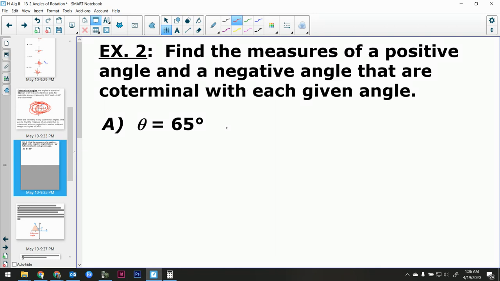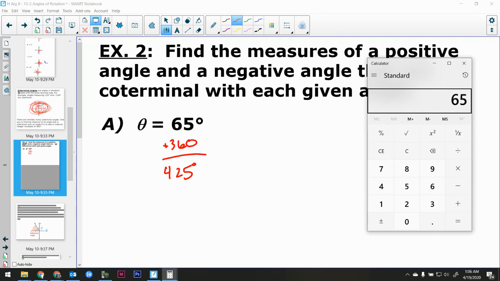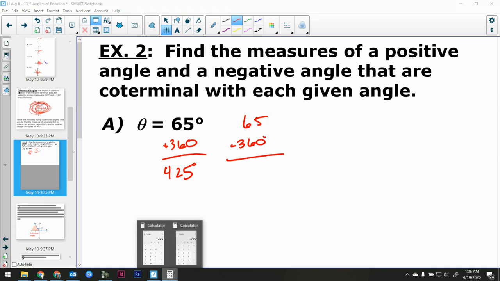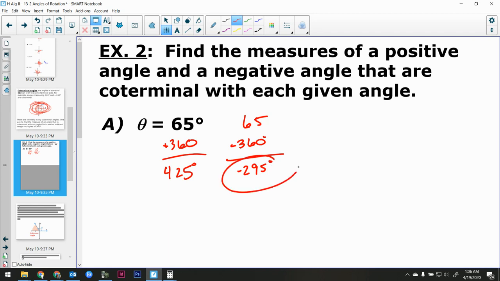Find the measure of a positive angle and a negative angle that are coterminal. Well, to find the positive angle, I'm just going to add 360 degrees to this. So 425 degrees, right? Because 65 plus 360 is going to get me 425. Now, I just keep going back in the other direction to find the negative coterminal angle. I'm just going to take a full negative rotation off of it. 65 minus 360 degrees is going to get us negative 295. So there's my negative coterminal angle and my positive coterminal angle. Okay.